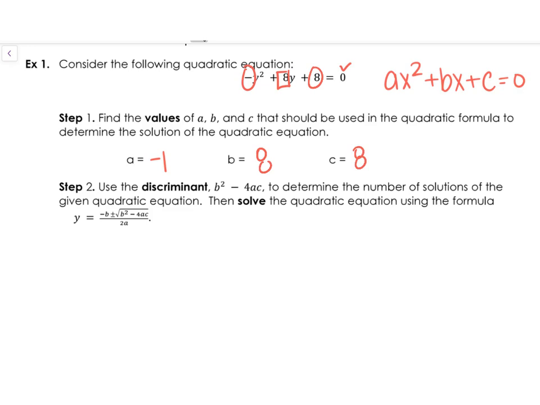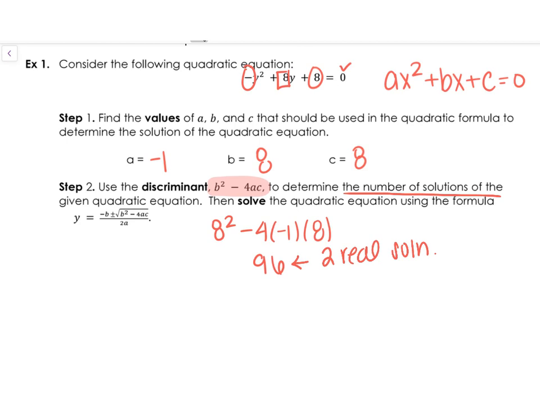Now step 2 says use the discriminant, which they give you, to determine the type and number of solutions. Well, I have to find that number first, so I plug in b squared minus 4ac. So I have b squared minus 4 times a times c. Type that all into your calculator. You get out 96. Because 96 is a positive number, that means I'm going to have 2 real solutions. That does not mean 96 is my solution. That just tells me that the number and type of solutions will be 2 real.